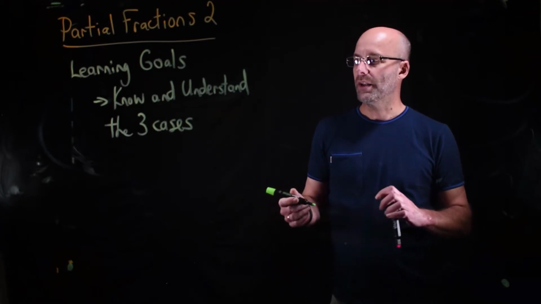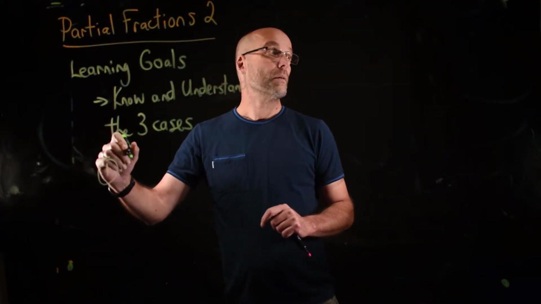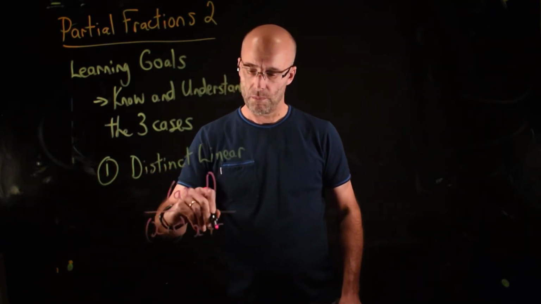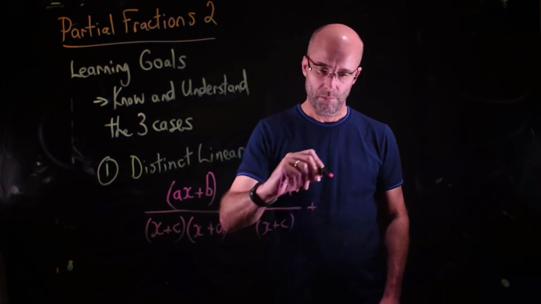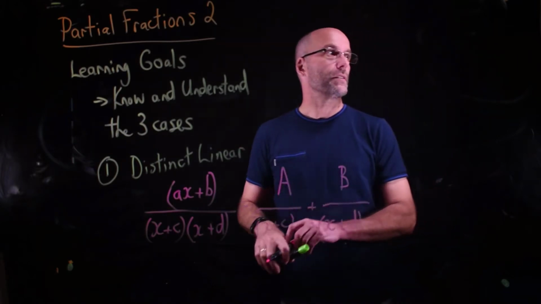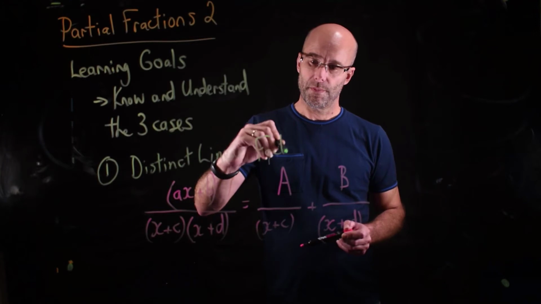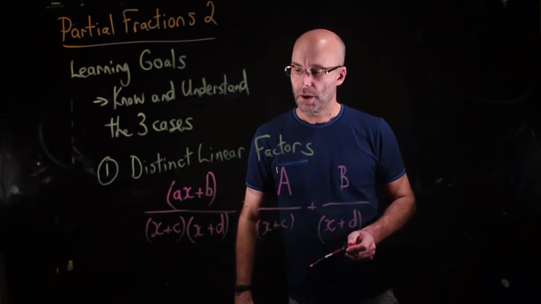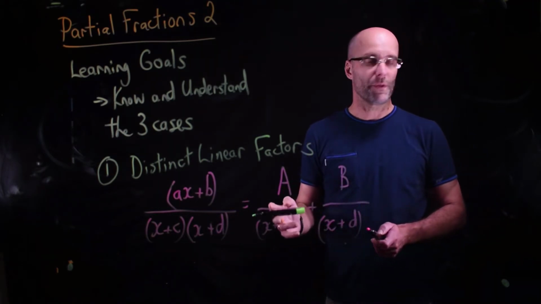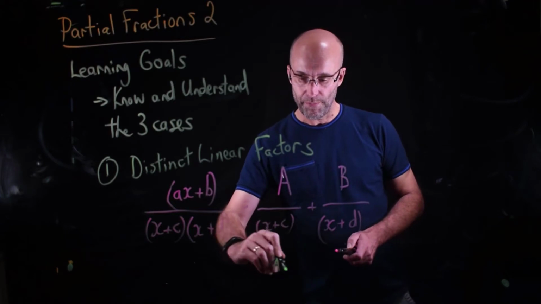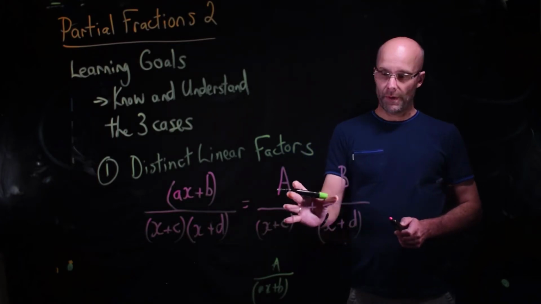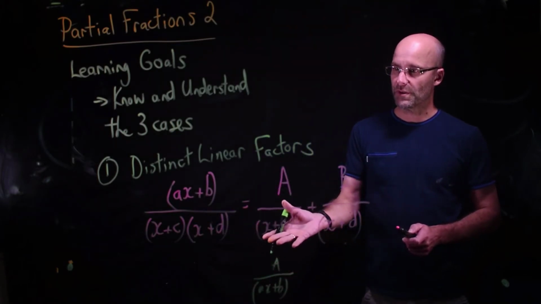Okay, so case number 1 is where we have the following. For distinct linear factors, we have this form here, and so for every linear factor in the denominator there'll be a partial fraction of the form a over ax plus b available to that. So that's your first form, distinct linear factors.